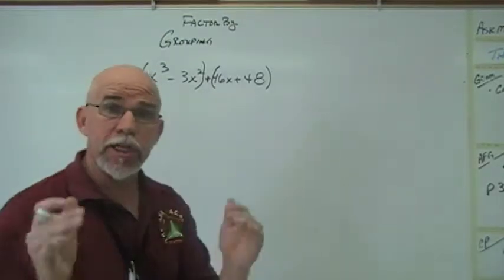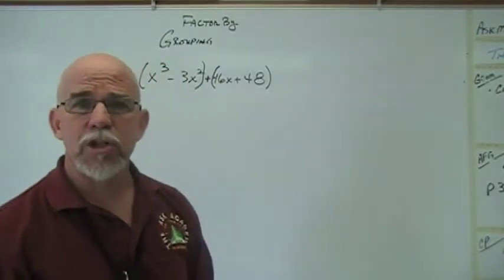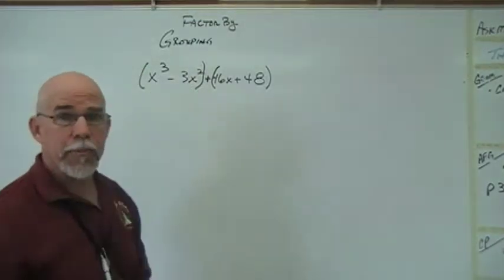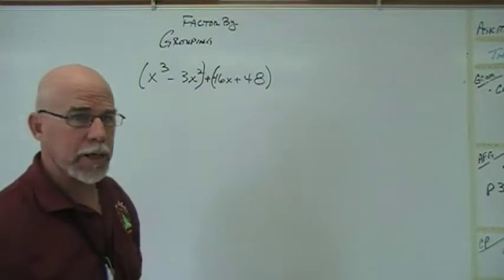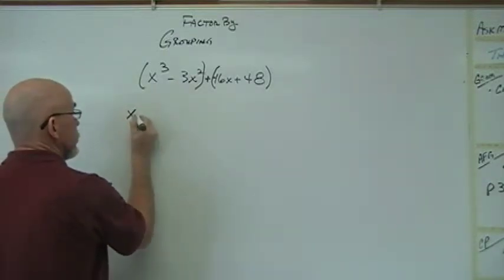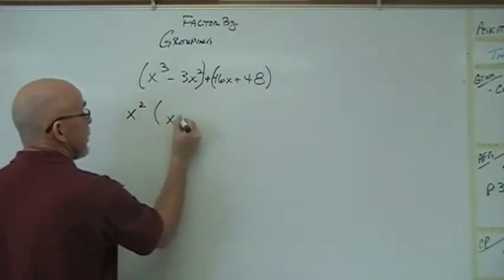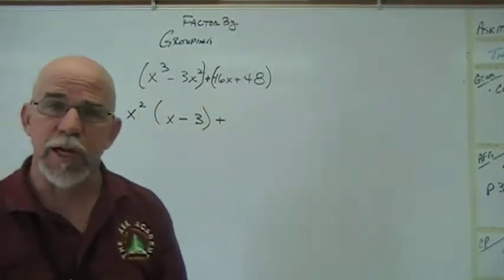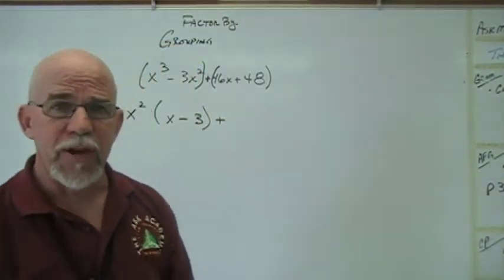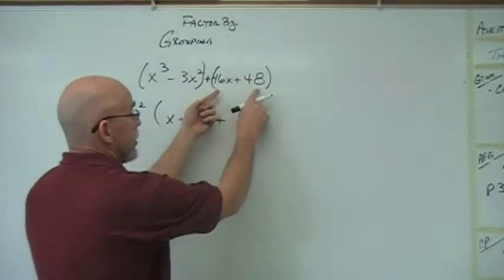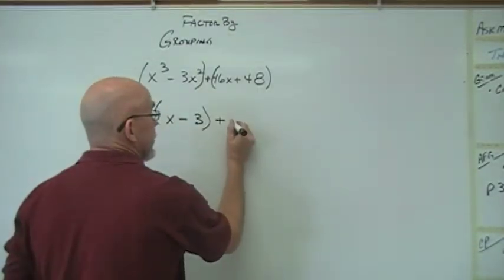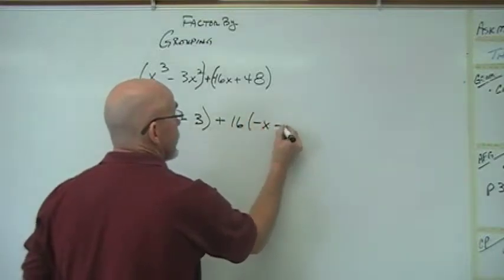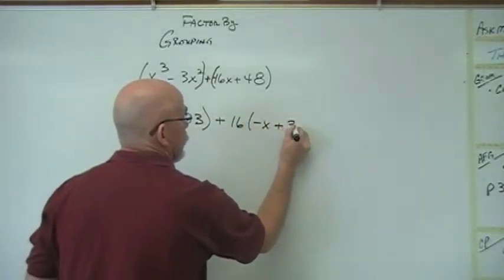What I want to do is look at each of the individual groups and factor common terms out of each. I'll focus on these two, and I see that x squared can be factored out of each of these two terms. So I factor that out, leaving what I have inside. Now look at the other group, and I factor out the common term I see in each of these, and I see 16. So I'm going to factor 16 out of that, leaving negative x plus 3.